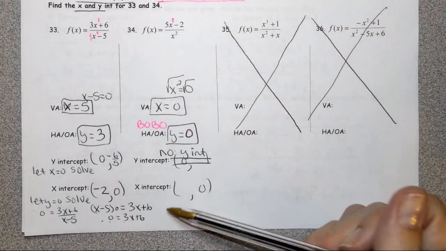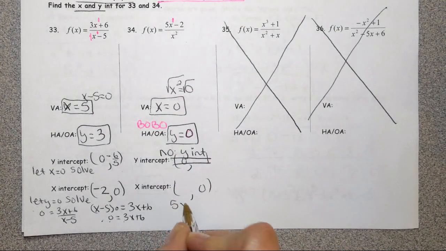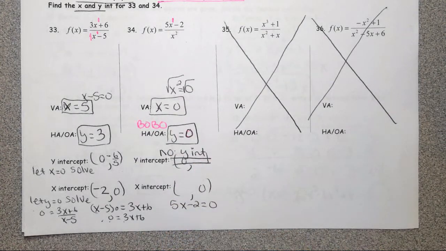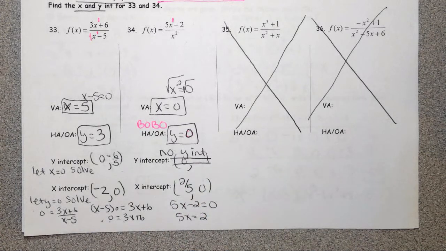So I just told you a shortcut for doing this is just solve the numerator for x. So 5x minus 2 equals 0. So if I move the 2 over, we get 5x equals 2. So x equals 2 over 5. And there is your x-intercept.